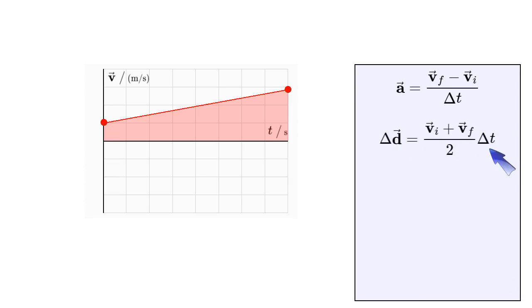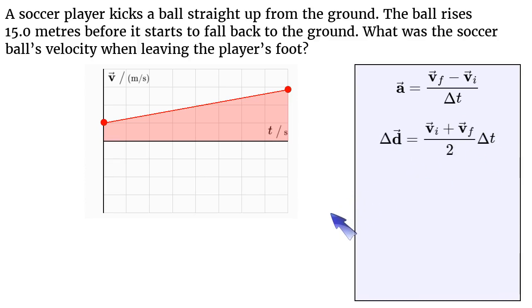Let's do an example of a 1D uniform accelerated motion problem. A soccer player kicks a ball straight up from the ground. The ball rises 15 meters before it starts to fall back to the ground. What was the soccer ball's velocity when leaving the player's foot?